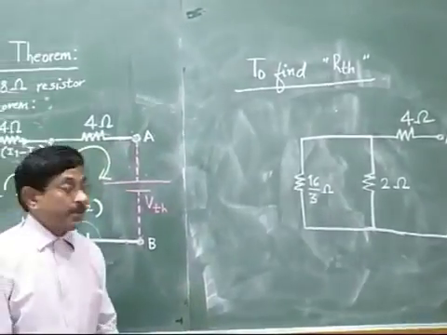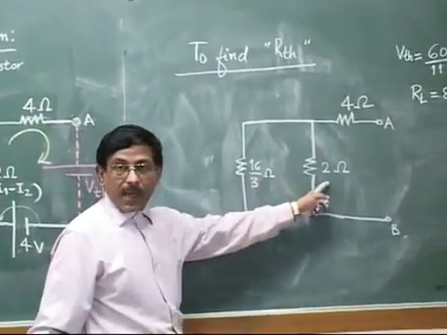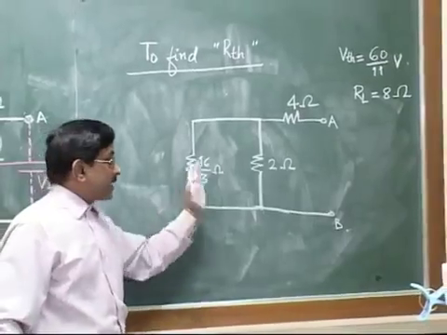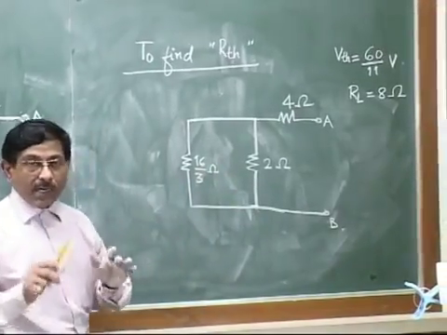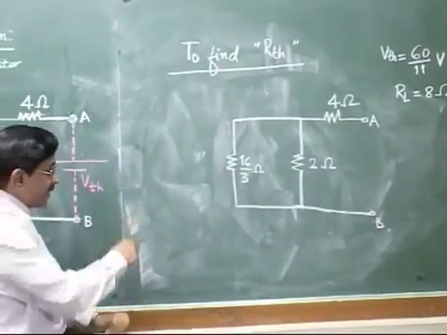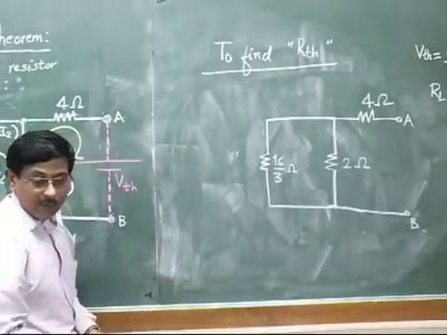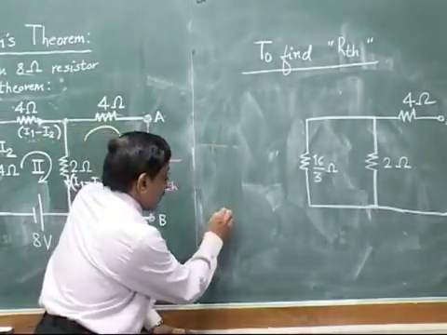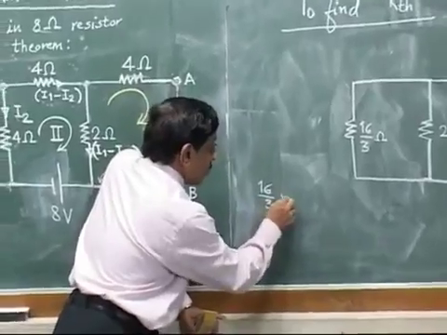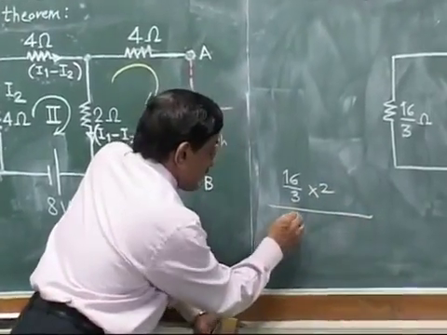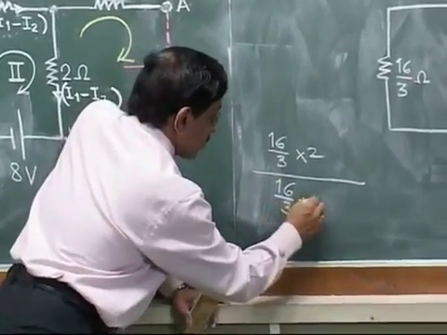Further we have to simplify. Now 16 by 3 in parallel with 2. As they are in parallel, R1 R2 divided by R1 plus R2. Just here I will make simple or rough calculations. So R1 R2 is 16 by 3 into 2 divided by the addition, 16 by 3 plus 2.